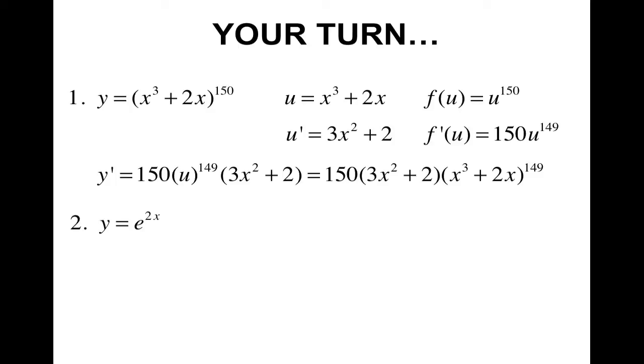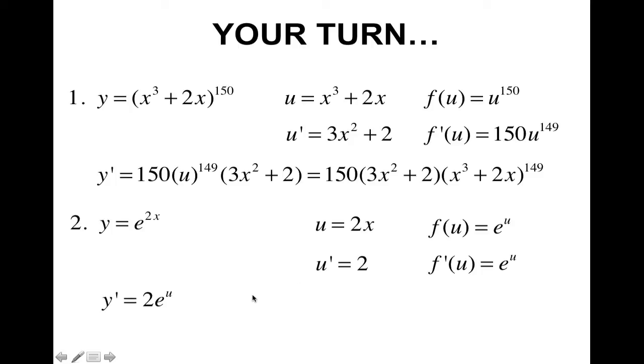All right, for the second one, you have that the inner function is 2x, so u equals 2x. The outer function is e to the u. Take the derivative of each, so u prime is 2. The derivative of e to the u is just itself. Go ahead and multiply them together. Replace u with the inner function. So my derivative becomes 2e to the 2x.